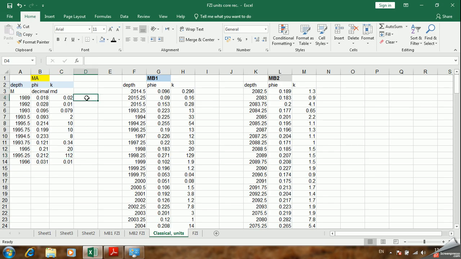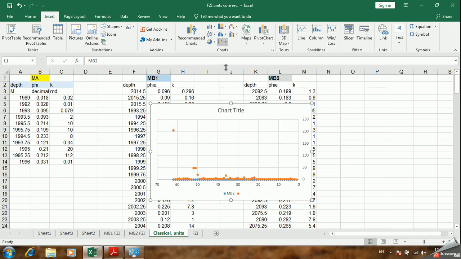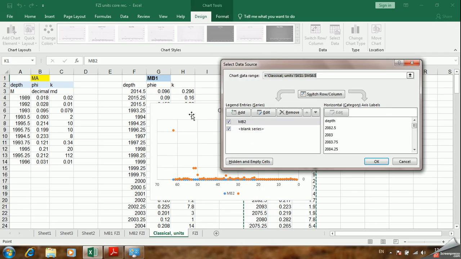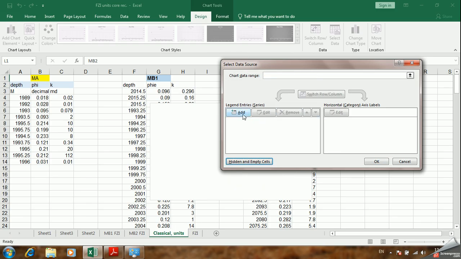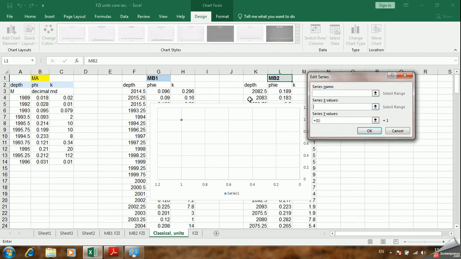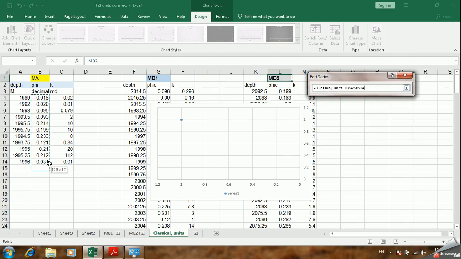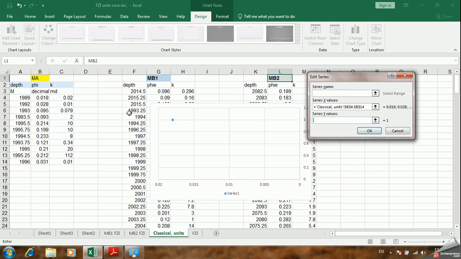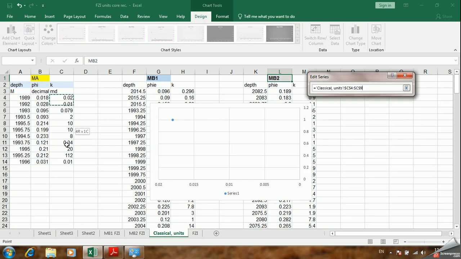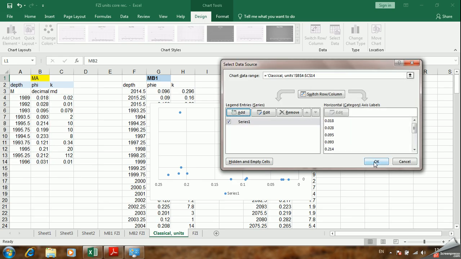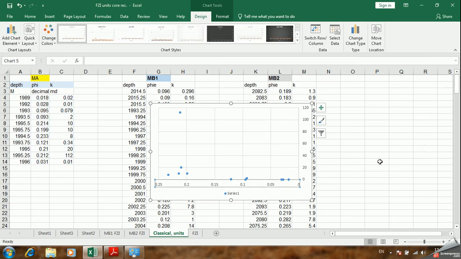And the way is like this. So we have the porosity, phi, and we have the permeability for a definite unit. We have MA here, MB1 and MB2. So we can make a plot between the permeability and the porosity here. The x-axis is the porosity, and the y-axis here is, of course, logarithmic.